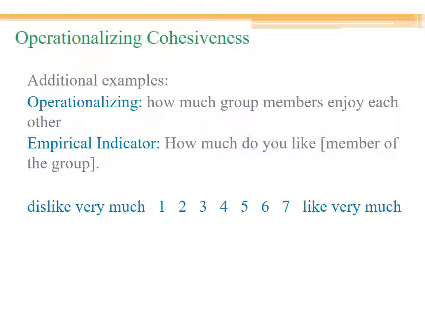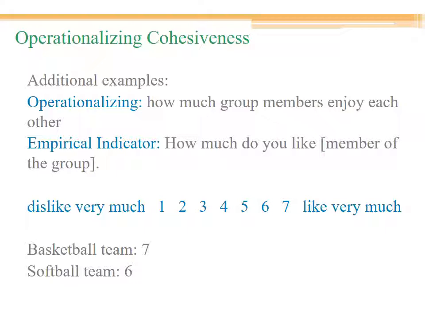So what were the results? The basketball team on average had a 7, meaning they liked each other very much, while the softball team was 6, just a little bit below the basketball team. So using this empirical indicator, we see that the basketball team would be more cohesive.